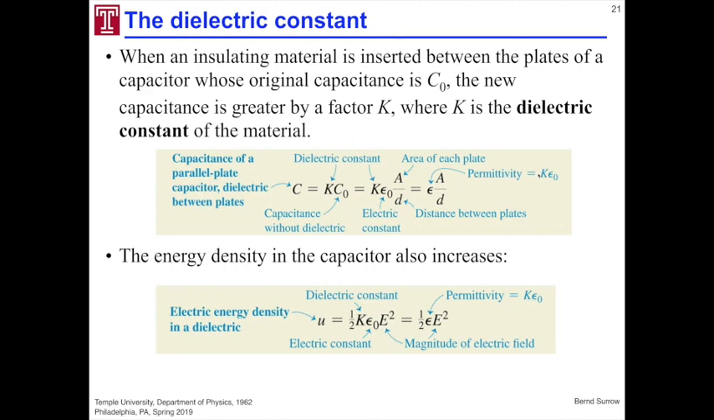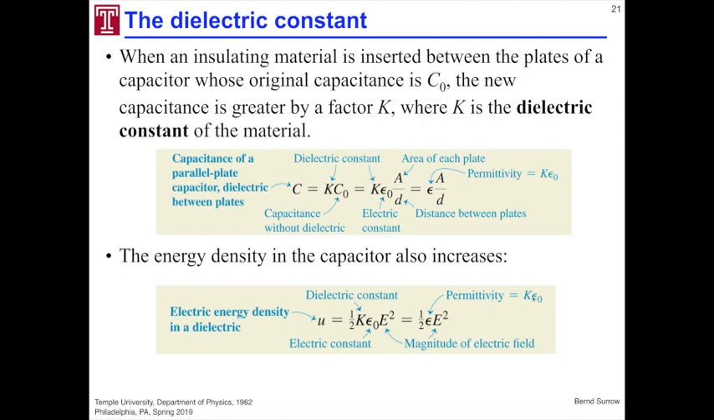And now this notion also translates into the energy density. For in vacuum, we had a half epsilon naught E squared. So now instead of epsilon naught, you have K times epsilon naught. Or we can summarize this to epsilon, which is called the permittivity, K times epsilon naught. All right.